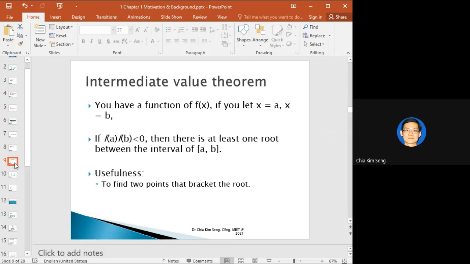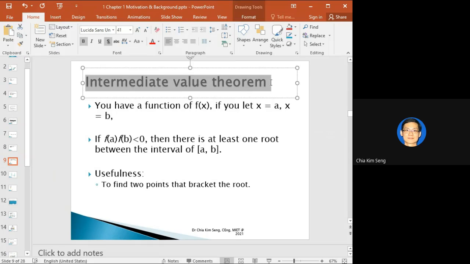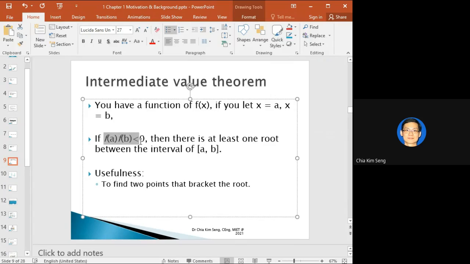Okay, and then the first thing that you need to memorize is the intermediate value theorem. This is the most important thing. You have two x values, that is x equals a and x equals b, or you can say x1 equals a and x2 equals b. Okay, a and b are numbers. Then you substitute these numbers into the function f(x), and if you get a negative value, that means less than 0, it means that there is at least one root between a and b.